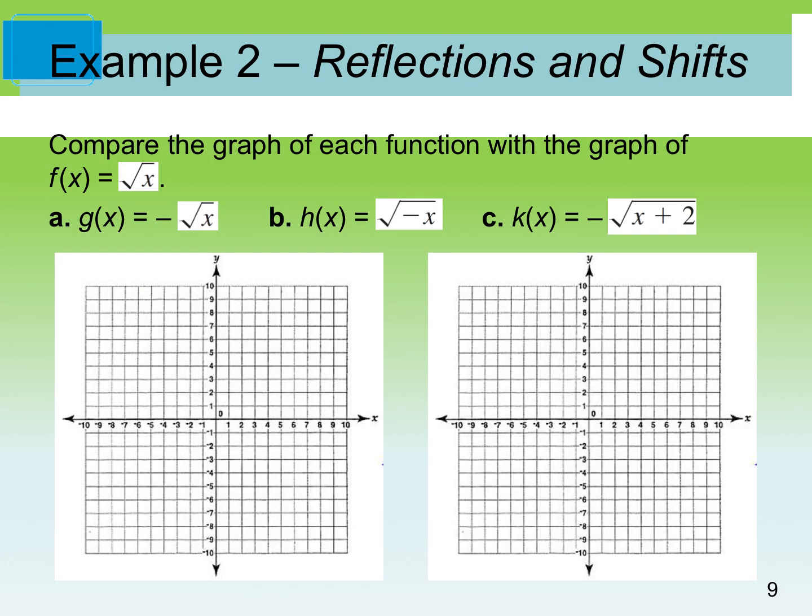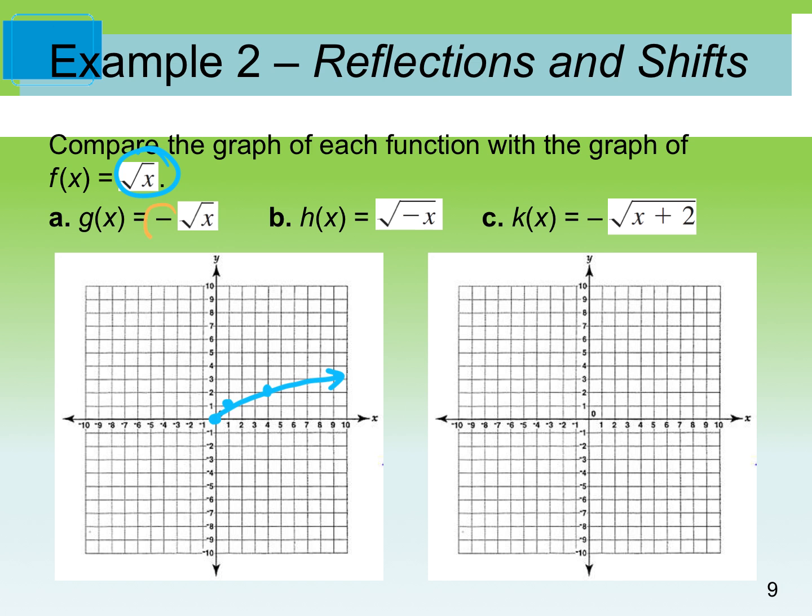So let's look at some examples. It says compare the graph of each function with the graph of the square root of x. I'm going to start by graphing our parent function, the square root of x. If you know the shape of the square root of x, you can graph it or just plot some points. If I took the square root of 1, I'd get 1. If I took the square root of 4, I'd get 2. So this would be the shape of our square root of x graph. This is our parent function.